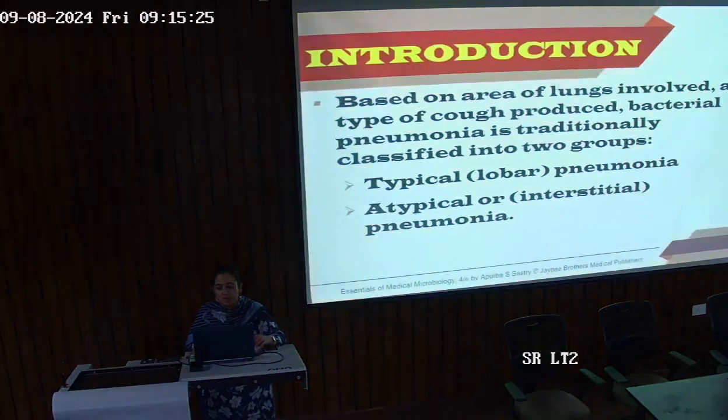Based on the area of the lungs involved and the type of the cough produced, bacterial pneumonia is classified into two categories. One is typical pneumonia and the other is atypical pneumonia. Typical pneumonia is lobar pneumonia, and atypical is interstitial pneumonia.